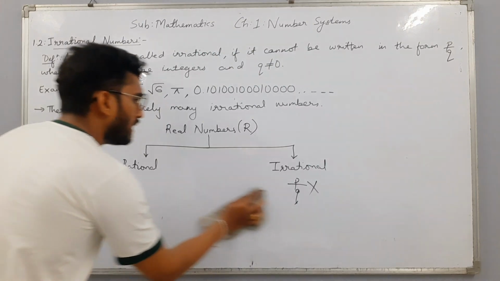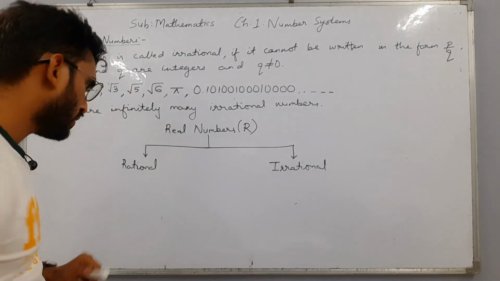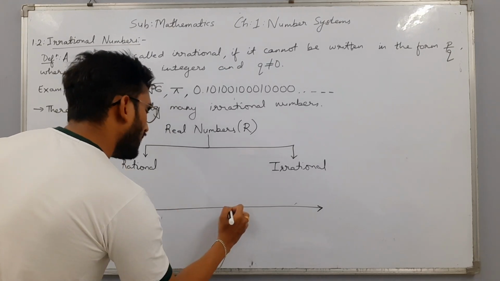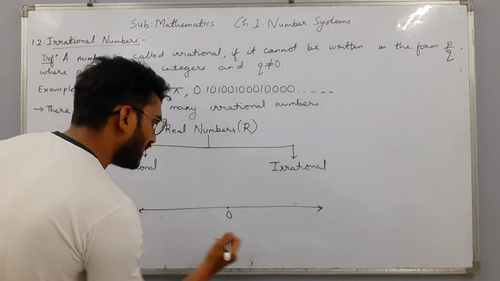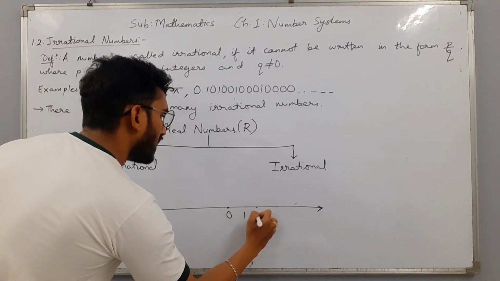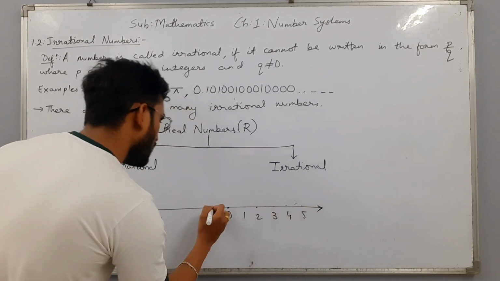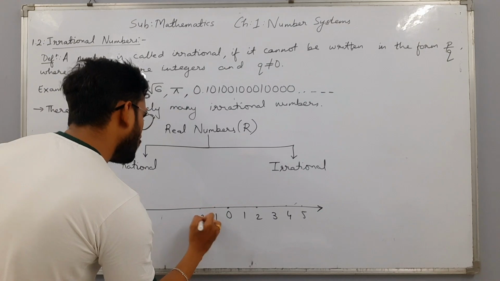Now if I draw a number line here, putting 0 at the center, on the right side I start with positive numbers like this, and on the left side negative numbers like this.